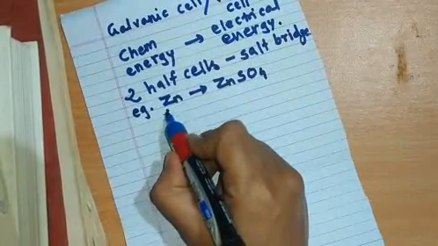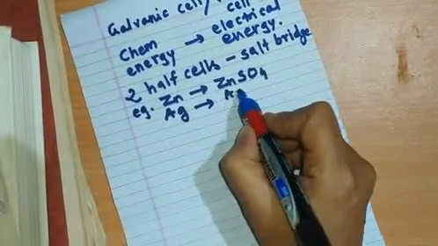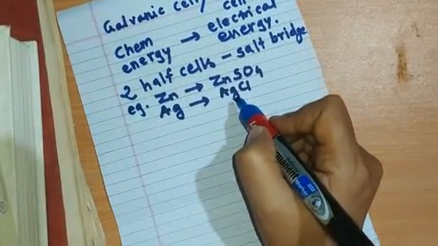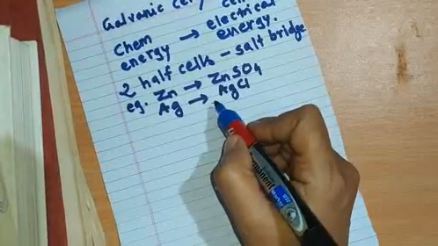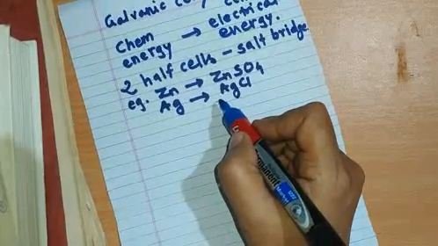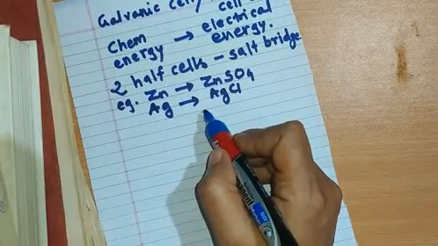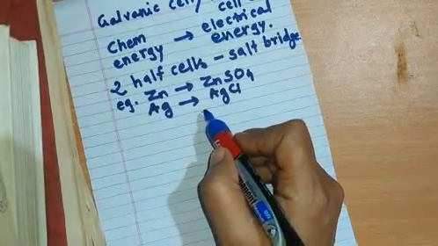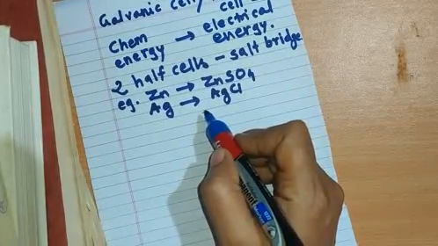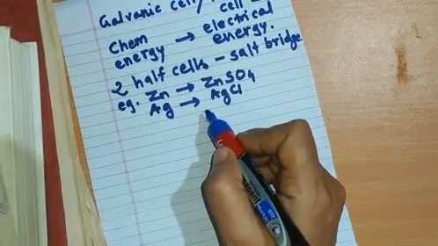And another half cell is a silver strip dipped in an AgCl solution. Such cells are called half cells, and such two half cells are attached with each other by means of a salt bridge, and these two half cells are joined to a voltmeter by wire to calculate the amount of electricity produced by the cell.